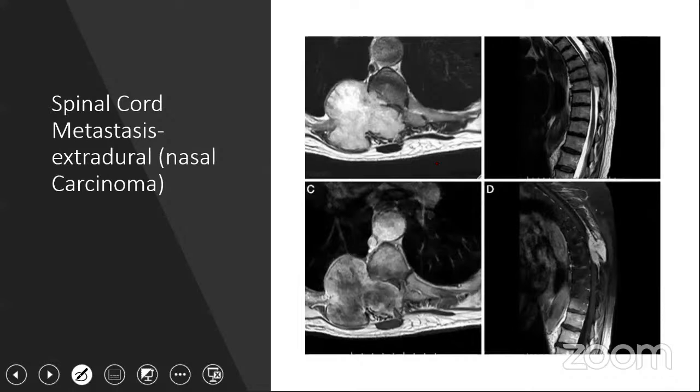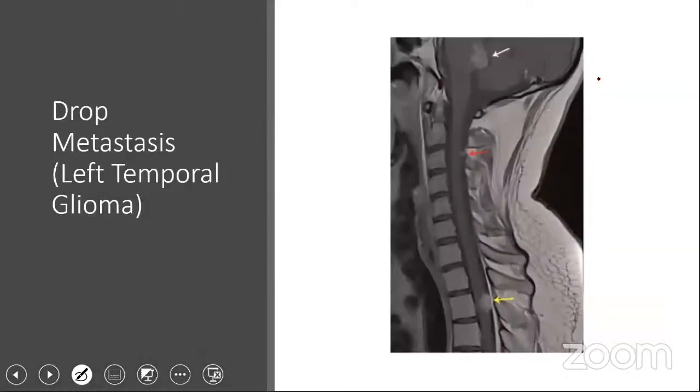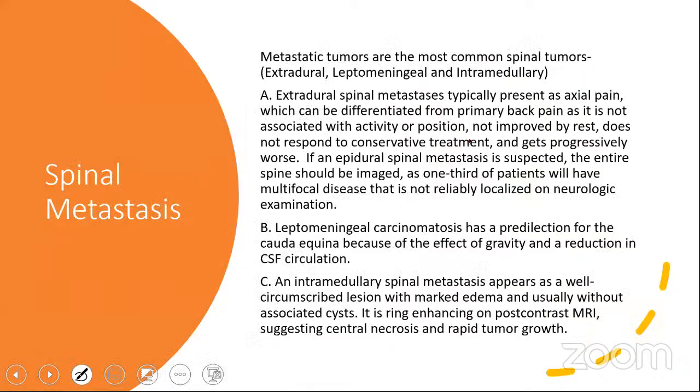So the spinal metastasis, the nasal carcinoma, you can see that this is coming here and causing a lot of destruction in the spinal cord and causing severe pain. Drop metastasis, left turn. So inside the cranium, if there is a tumor, that can cause drop metastasis, but this cannot go out. It cannot cross the blood-brain barrier. The intracranial or the brain parenchymal tumors don't metastasize outside the brain, but they cause drop metastasis into the spinal subarachnoid space. Though metastatic tumors are most common spinal tumors: extradural, leptomeningeal, and intramedullary.